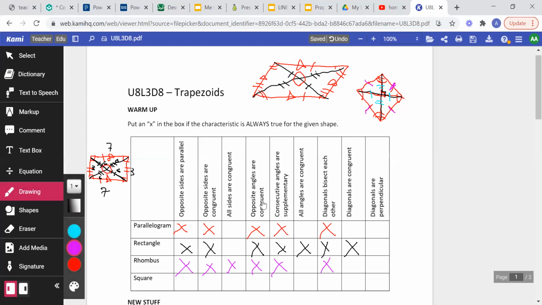Then are diagonals perpendicular? Yeah. Okay, because of the little box here. Thank you. Sarah?